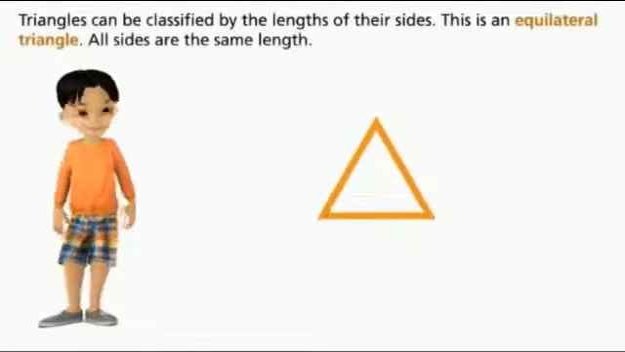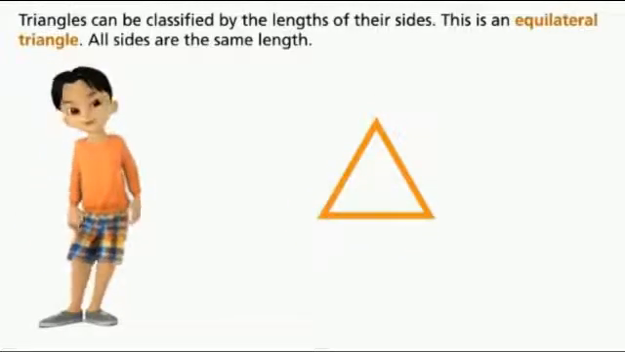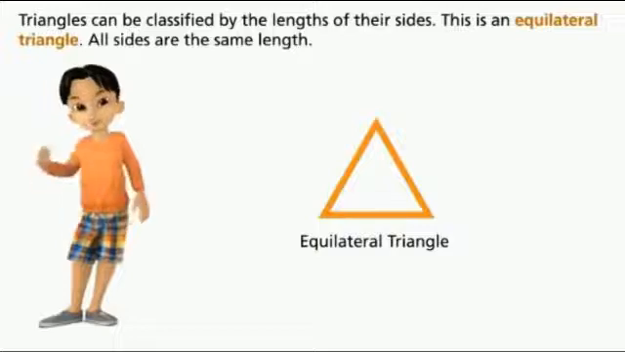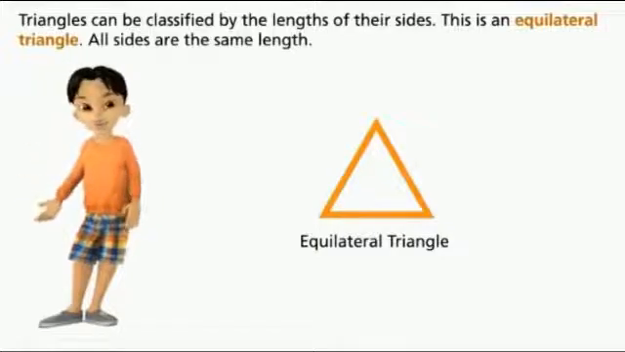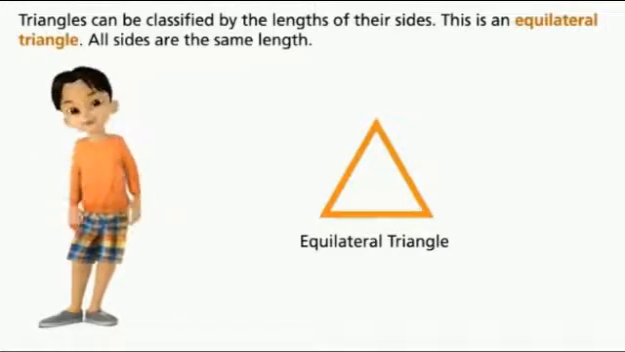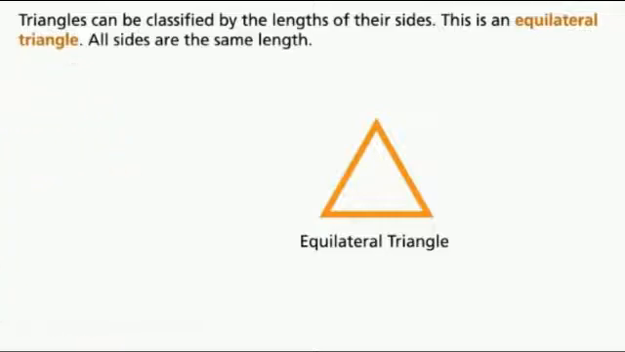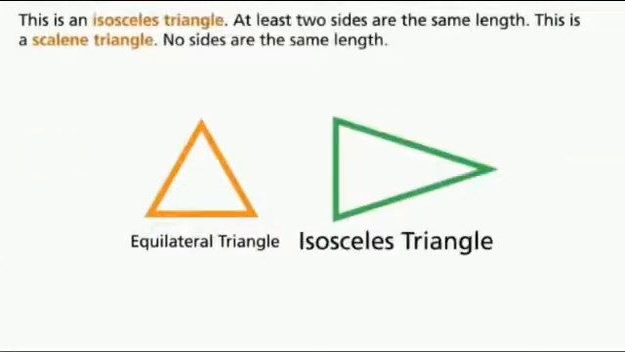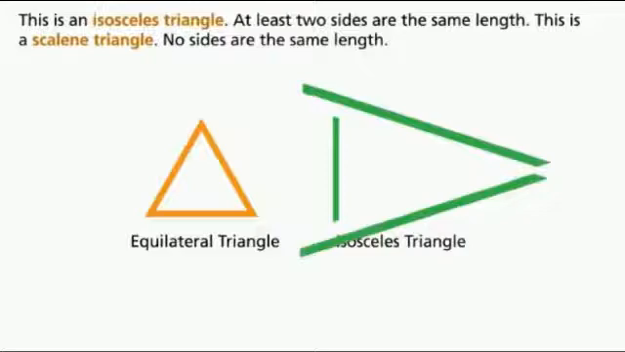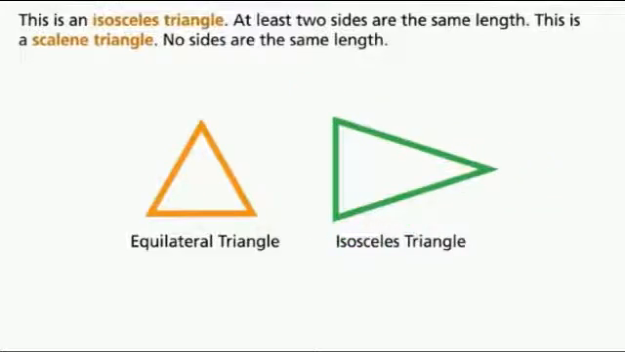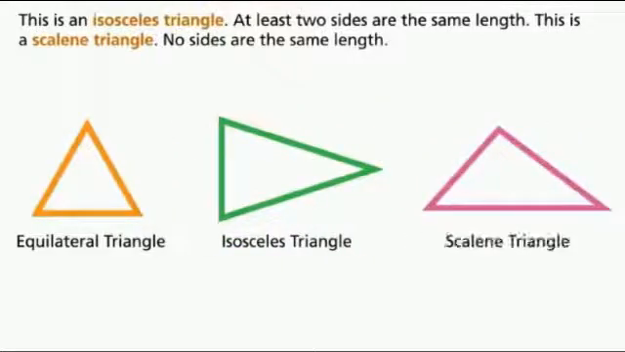Triangles can be classified by the lengths of their sides. This is an equilateral triangle. All sides are the same length. Can you tell if the sides of a triangle are the same length without measuring them? This is an isosceles triangle. At least 2 sides are the same length. This is a scalene triangle. No sides are the same length.